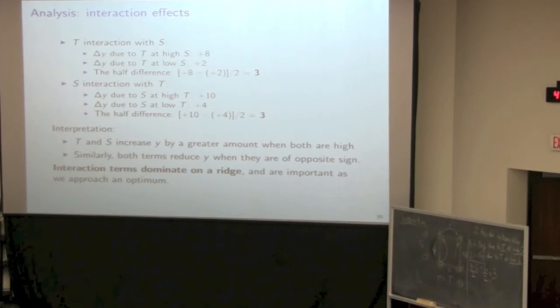3 was the value in this case. You'll always get the t interaction of s, and the s interaction of t will be the same value. In another system, t and s might interact and you'll get a minus 4 over there. But you'll get a minus 4 whether you consider t interacting with s, or s interacting with t. It's always a symmetrical change.